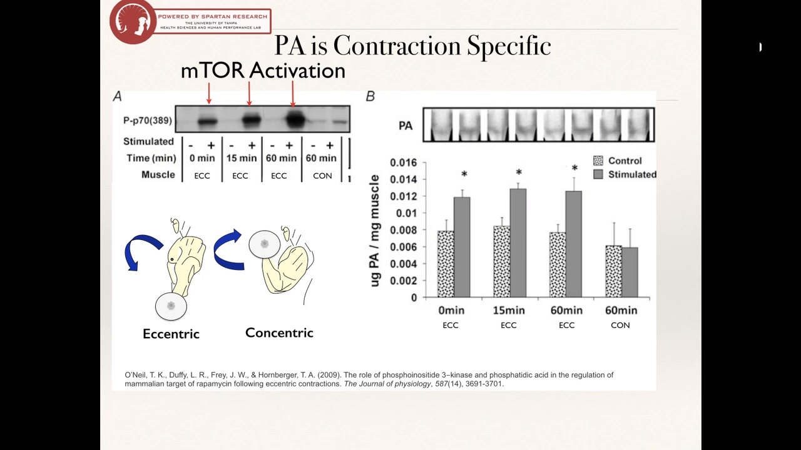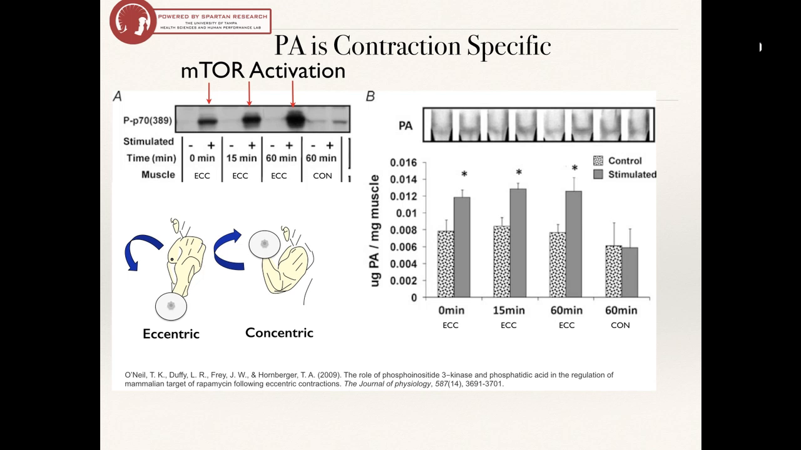One of the things to understand is that the stimulation of PA is contraction specific. So what you're seeing here in this model by O'Neill out of Hornberger's lab is where the arrows are pointing at 0, 15, and 60 minutes. You see the phosphorylation of P70, which is a downstream target of mTOR, is increased. However, the control group is not. Again, P70 is a downstream target of mTOR, a very important target. Now, if you look here, the control, concentric versus eccentric. So concentrics not doing a good job triggering mTOR.